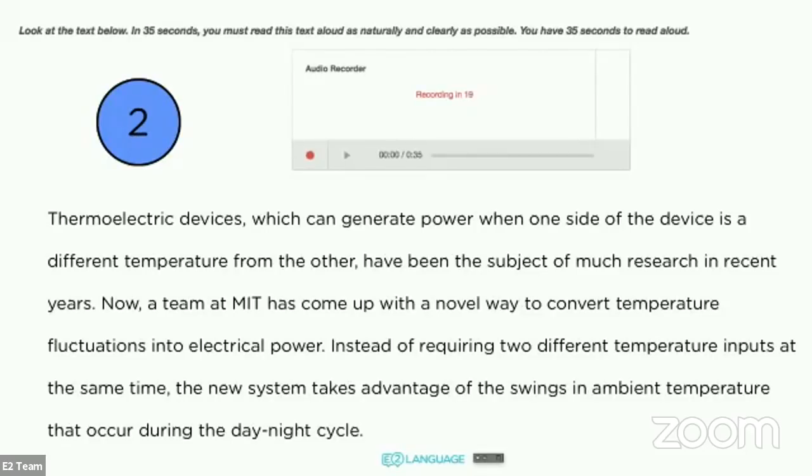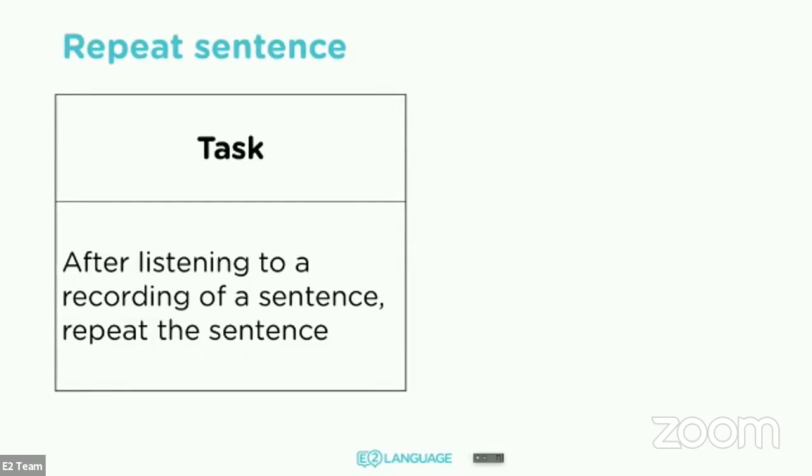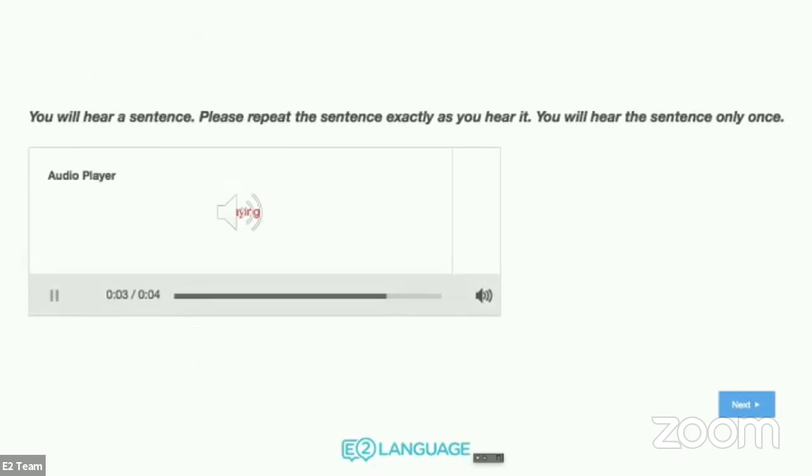There you go. And then I would click next and I would move on and do the next one. Let's go on to repeat sentence. What's the task? Well, after listening to a recording of a single sentence, you need to repeat that single sentence. You're scored on content. You get the sentence right, the correct words in the correct order. You're scored on pronunciation and oral fluency. Here we go. 3, 2, 1.